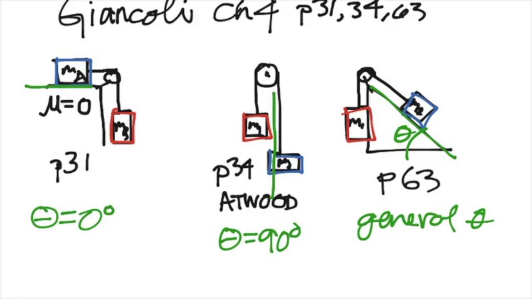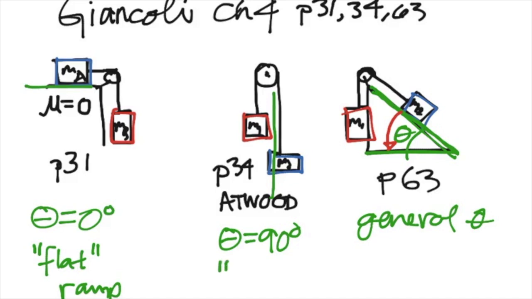So if you imagine, back to this one over on the right, if theta were 0, then this surface would rotate down to become perfectly horizontal. That's what this one is. A flat ramp. It's not much of a ramp. It's sort of a weird way to put it, but you get what I'm saying. It's a ramp that has no inclination to it at all. This is a vertical ramp.